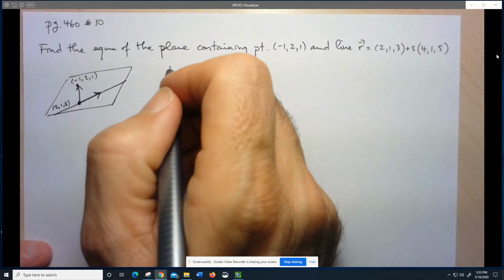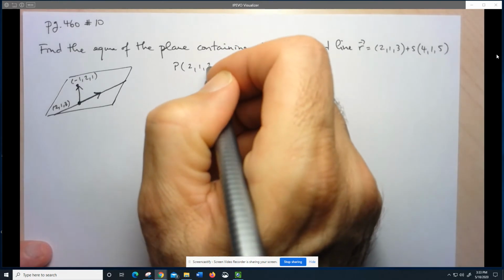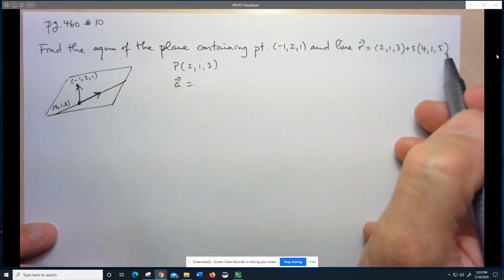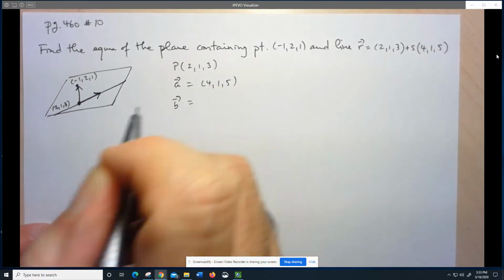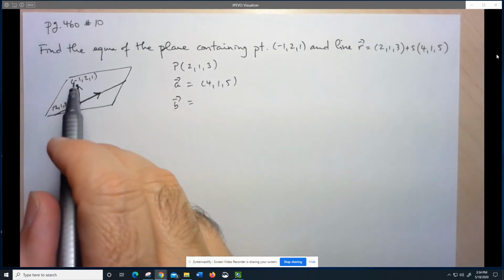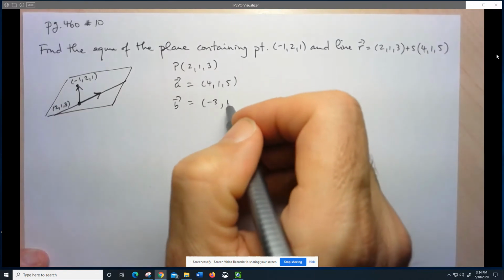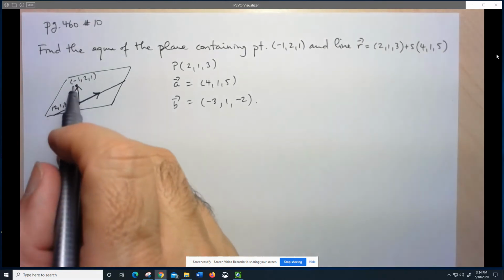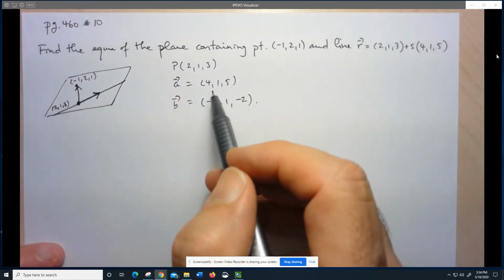As a point, I'll take (2, 1, 3) since there are no negatives there. It doesn't really matter which one you use. As my first direction vector, I'm just going to take the direction vector of the line, which is (4, 1, 5). For my second direction vector, I'm just going to join these two points with a vector. So -1 minus 2 is -3, 2 minus 1 is 1, and 1 minus 3 is -2. I could have even gone in the other direction, and that would have been perfectly fine. But the important thing is that when I look at these two vectors, I see that they're not parallel.